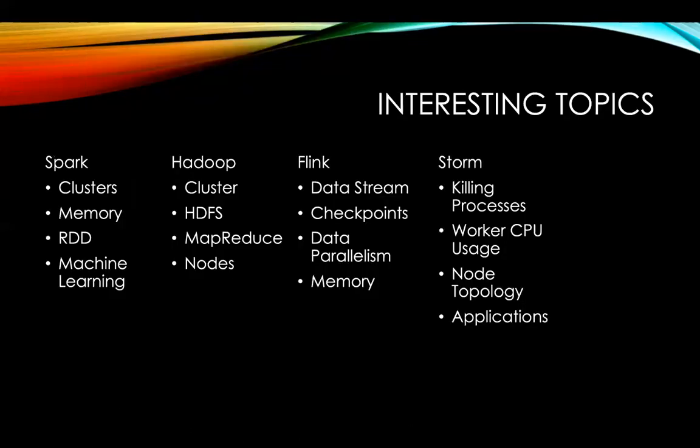And then some interesting topics from each framework. Spark was mostly about clusters, RDD, which is their resilient distributed data sets, and then machine learning. Hadoop was mainly about the Hadoop file system and MapReduce. Flink, some popular topics were data streaming and checkpoints. And then on Storm, popular topics were killing or restarting processes, managing worker CPU usage, and node topology.